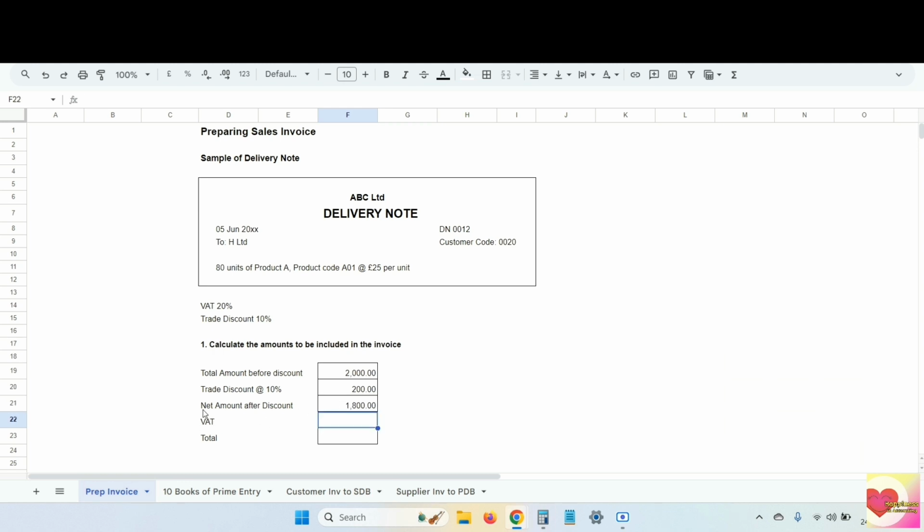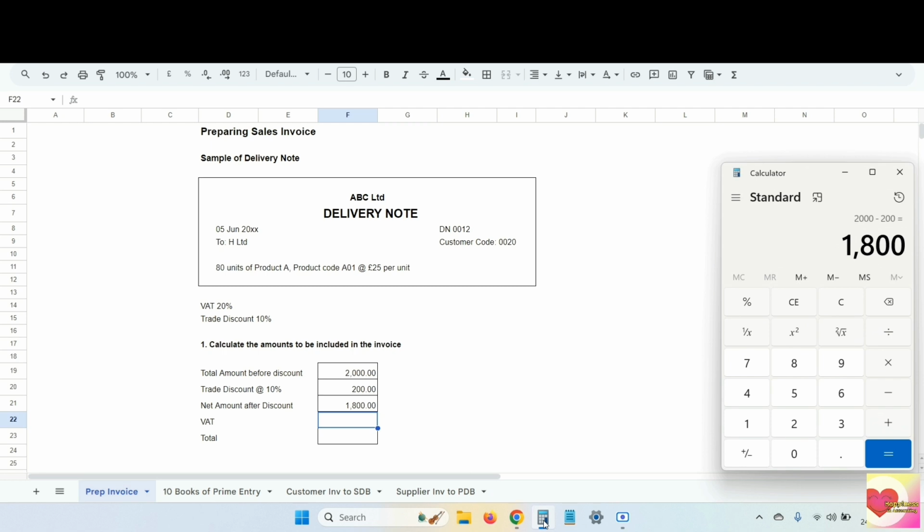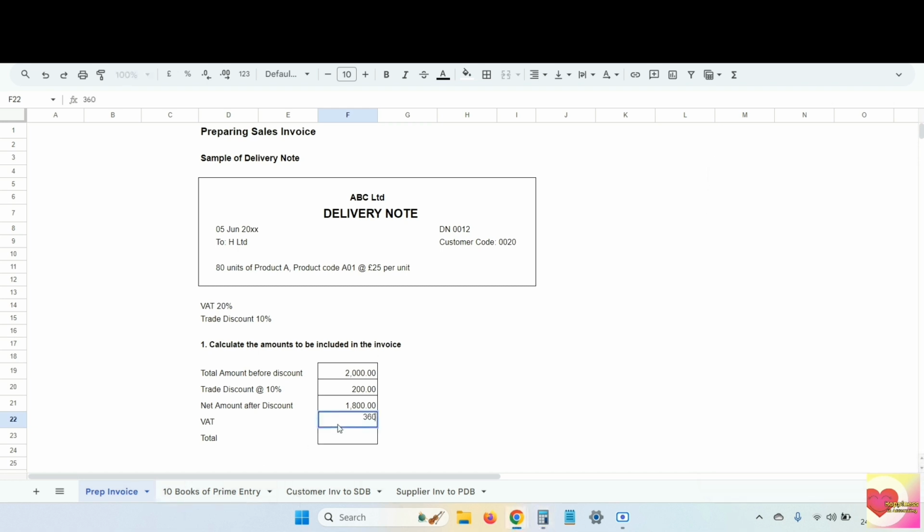Next is the VAT. Our rate is 20%. Remember, the VAT is always based on the net amount after deducting the trade and bulk discount. So our net amount is 1,800 times 20% or 0.20. Our VAT is 360.